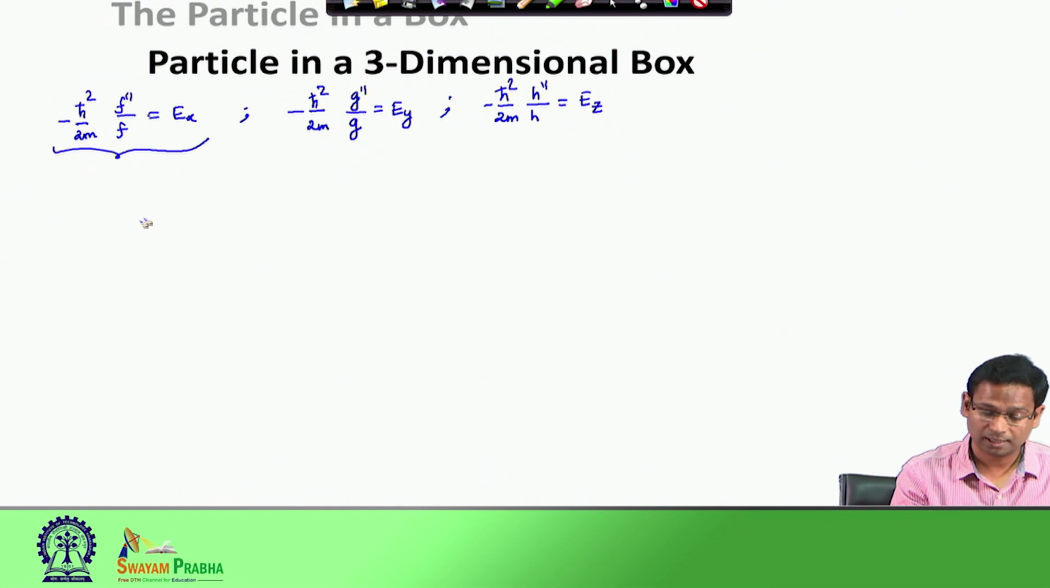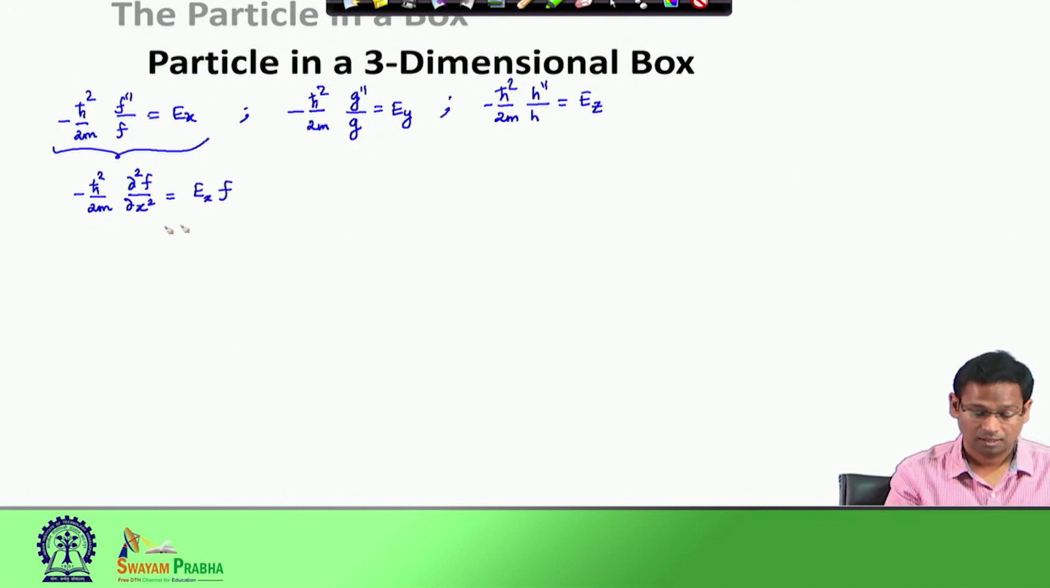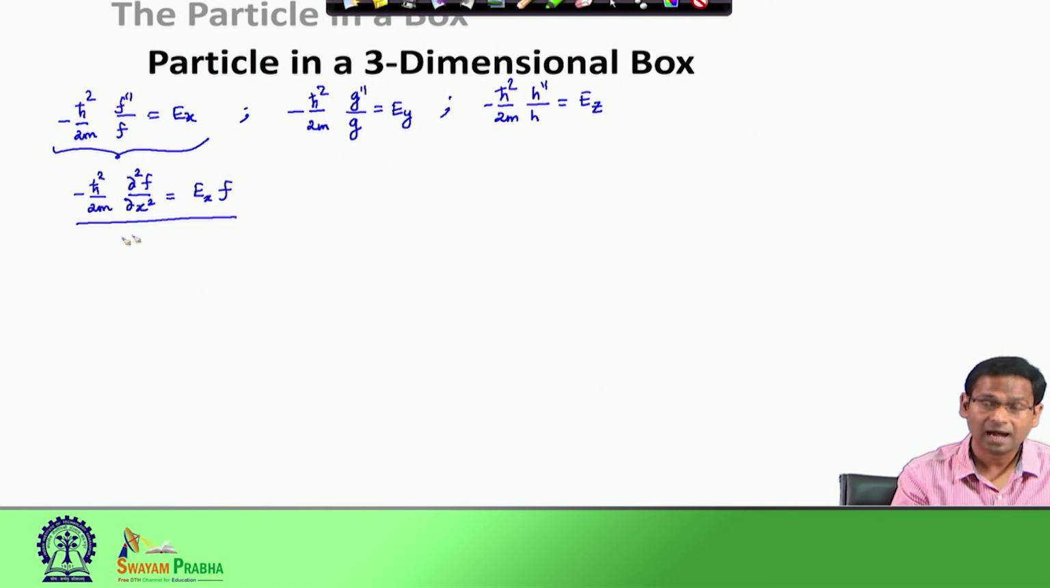All right. So, now let us look at these terms individually. I will just do the first term, and the second and third will simply follow the same procedure. So, when I rewrite this equation, if you look carefully, we have already seen an equation like this: minus h bar square by 2 m d square by dx square, the second derivative of a function, and on the right hand side we have E x times the function. So, you would identify immediately that this is a Schrödinger equation with respect to the x dimension for a function f, and we know its solution. We can also write down the homogeneous second order differential equation.